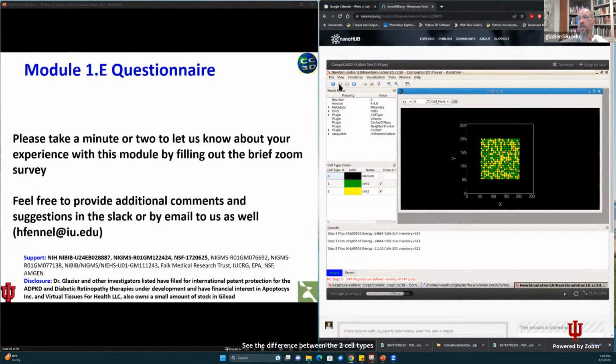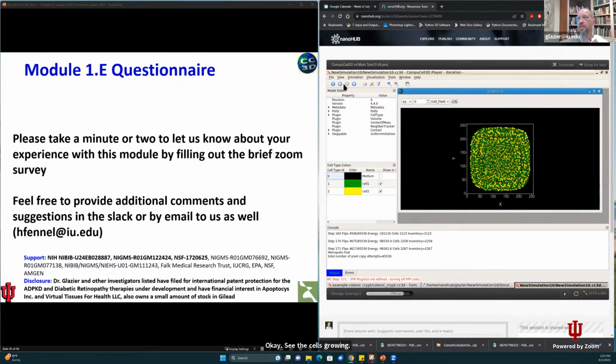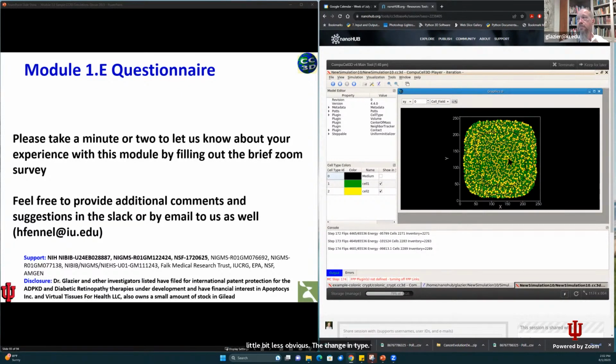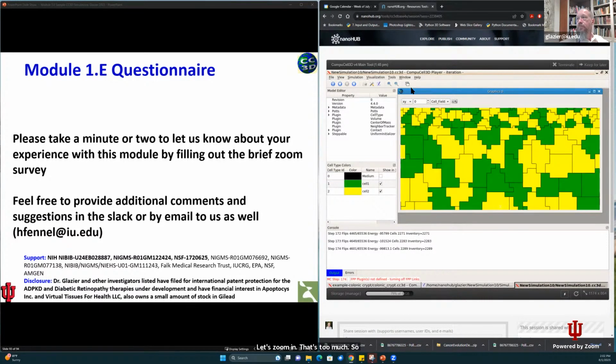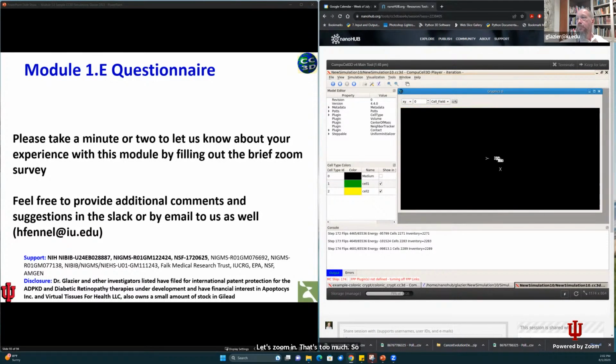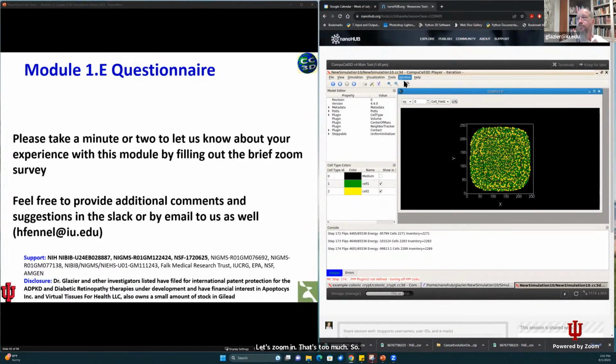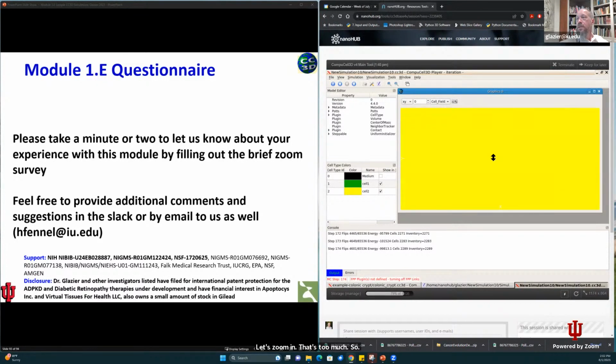So let me time step it. Okay, see the cells growing, dividing. It's maybe a little bit less obvious, but they're changing type. Let's zoom in. That's too much zoom. Let's zoom in a little bit.